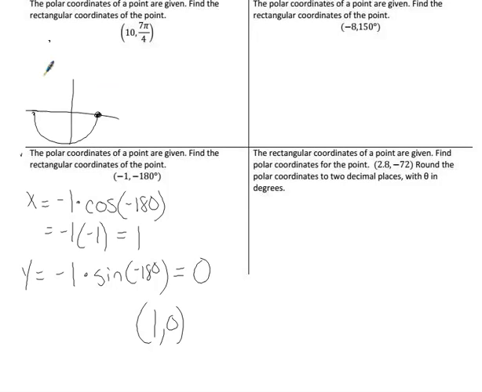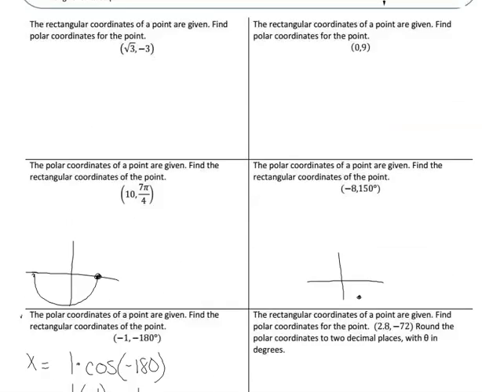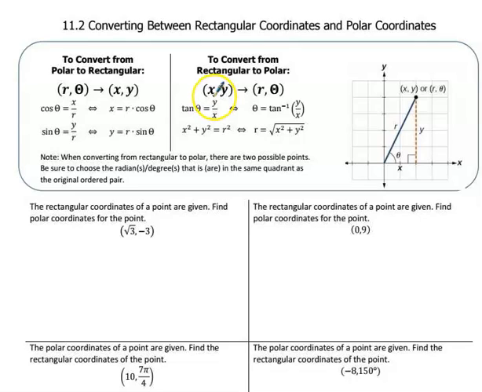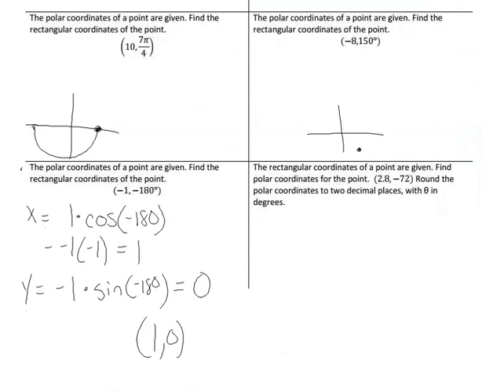So for the next one, we have the rectangular coordinate given, and we want to find the polar coordinates. So we have x and we have y. Let's sketch where this one would be. 2.8 is the x, and -72 is the y, so it's in the fourth quadrant. And this one we're going to round to 2 decimal places. So let's look at how to convert from rectangular to polar again. We have to find r and theta. r is the square root of x squared plus y squared. So r is equal to the square root of 2.8 squared plus -72 squared.